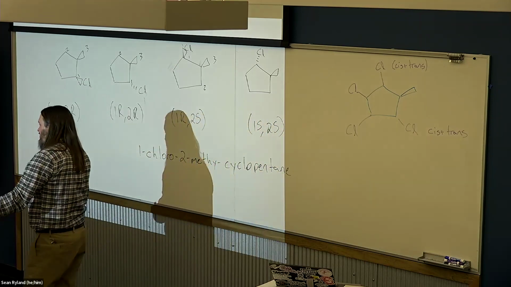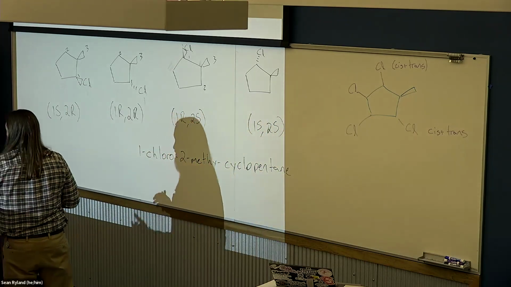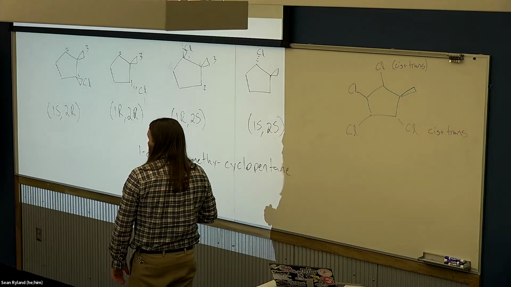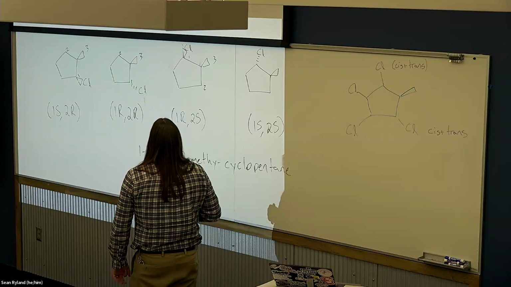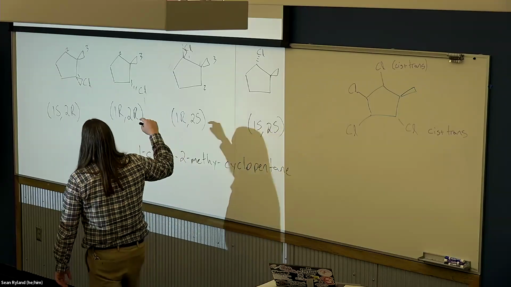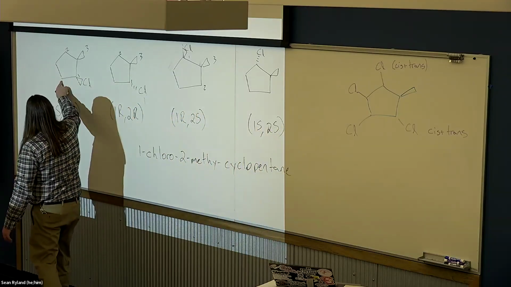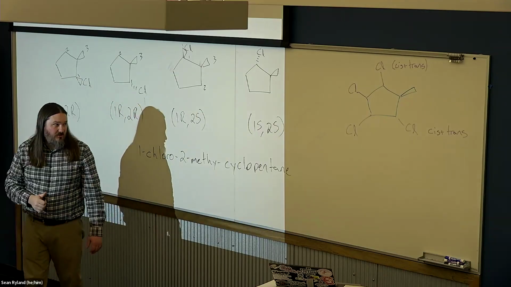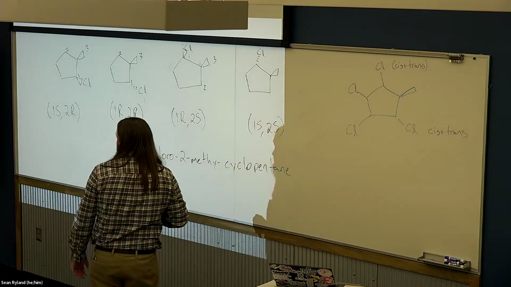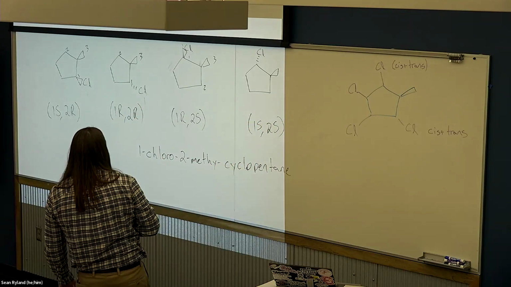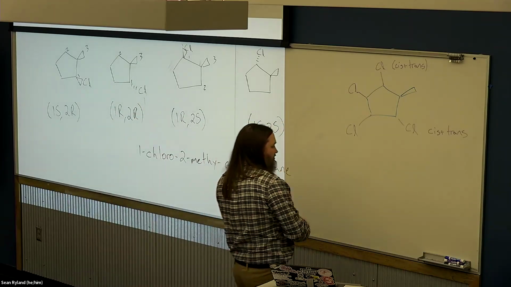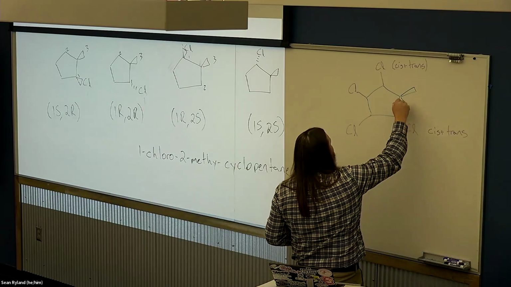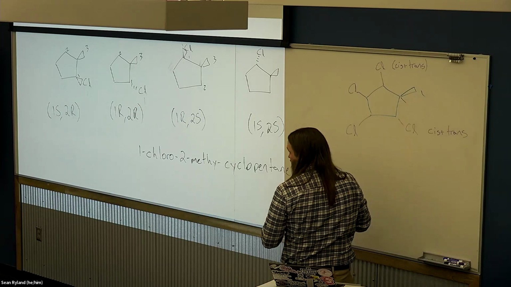Carbon 1 can be R or S. Carbon 2 can be R or S, which means there's 4 possible combinations. That same logic holds up when we put the chlorine in this position as well. So there's a total of 8 isomers, 8 products, without even getting to these last 2 spots, here and here.